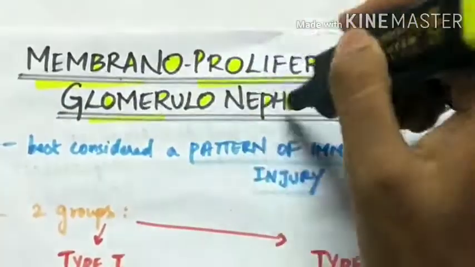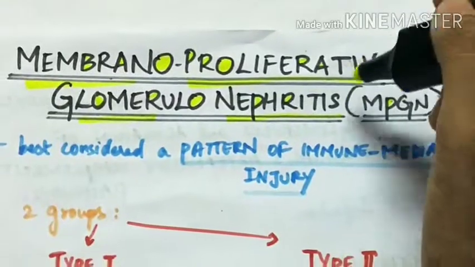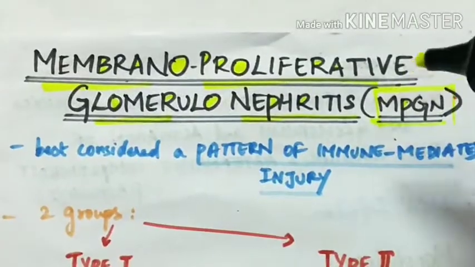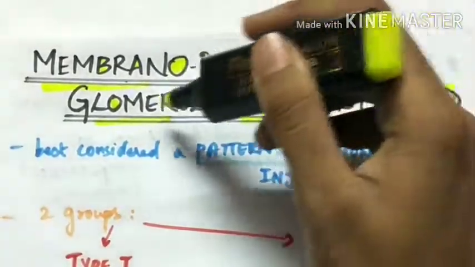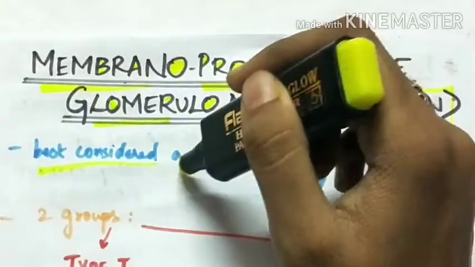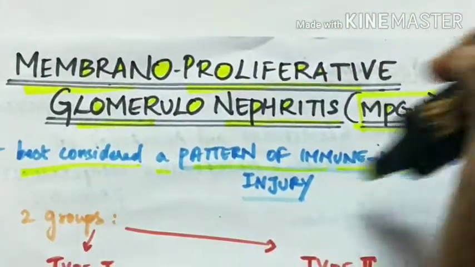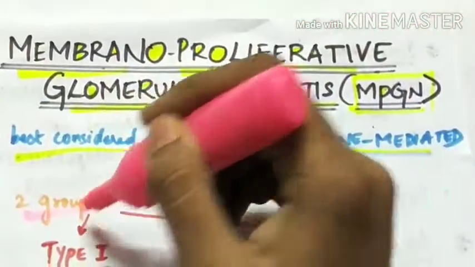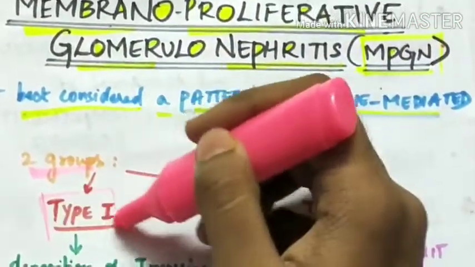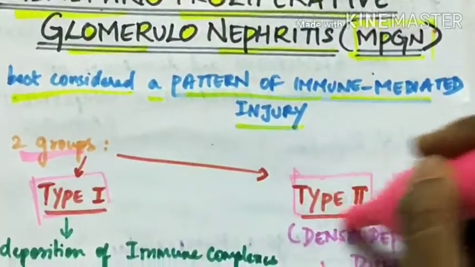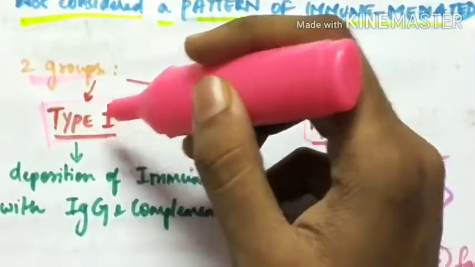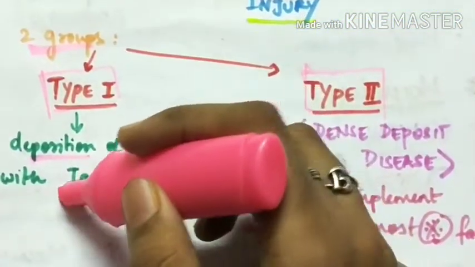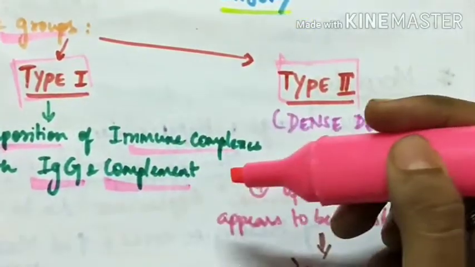Membranoproliferative glomerulonephritis. This is the fourth type of nephrotic syndrome, known as MPGN. Membranoproliferative glomerulonephritis is best considered a pattern of immune-mediated injury. There are two groups of MPGN, type 1 and type 2. In type 1 MPGN, there is deposition of immune complexes which contain immunoglobulin G and complement.